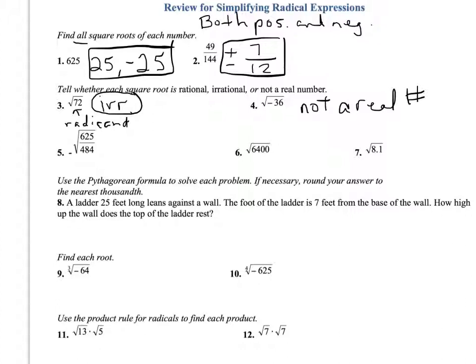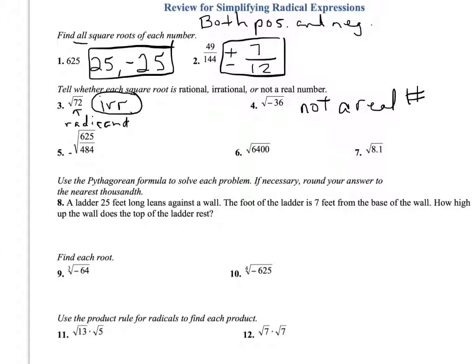Now in number 5, I do have a negative sign, but notice it is outside the radical. All that tells me is they want the negative root. That doesn't impact whether it's rational or irrational. It's possible to find one. I just have to decide if this is going to be rational, irrational, or not a real number.